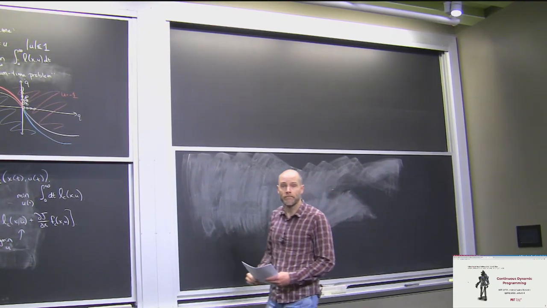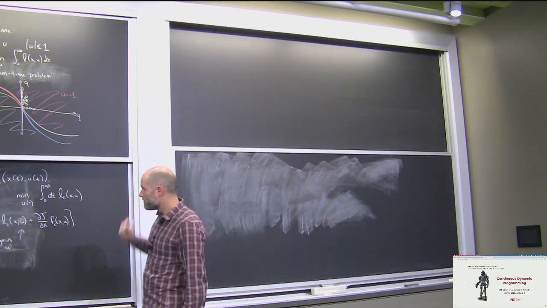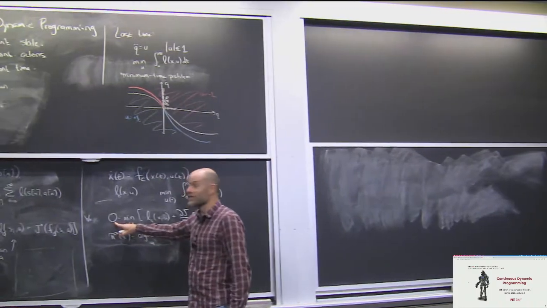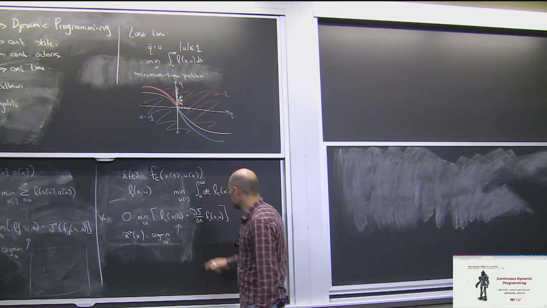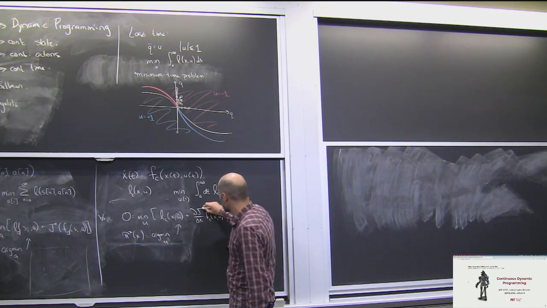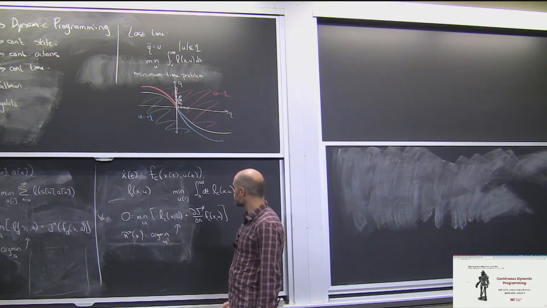Yeah? The O equals menu, what is that notation? Oh, that's actually just a zero. Zero. Yeah. Is the J in the equation? I could put a star. I should have put a star here. Yeah, thank you.